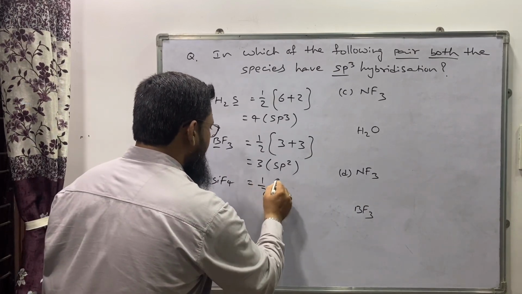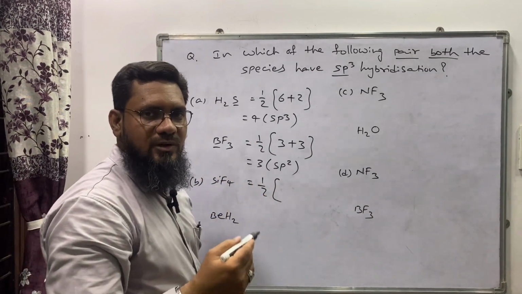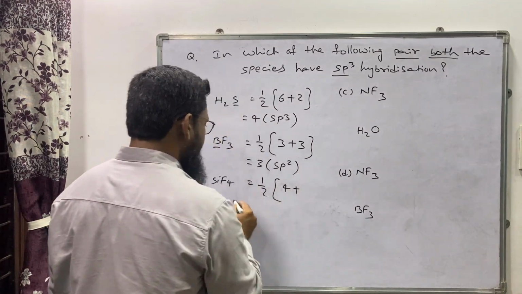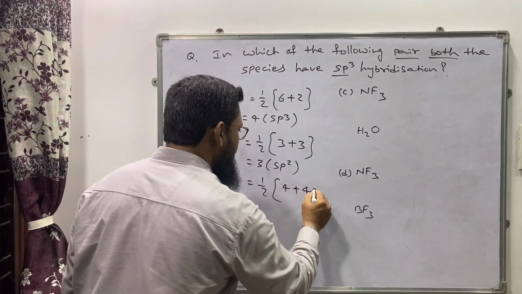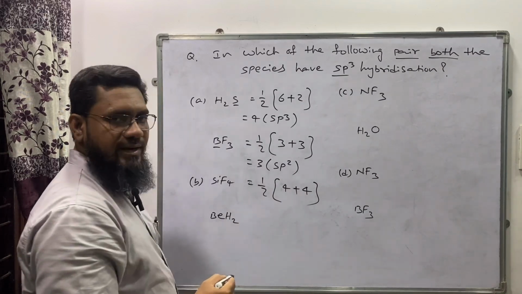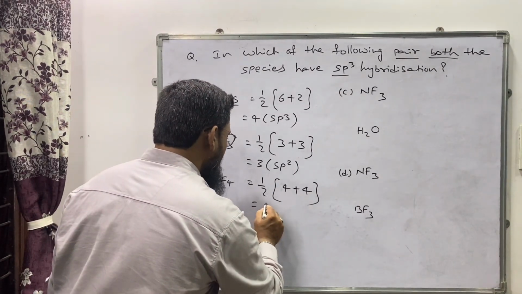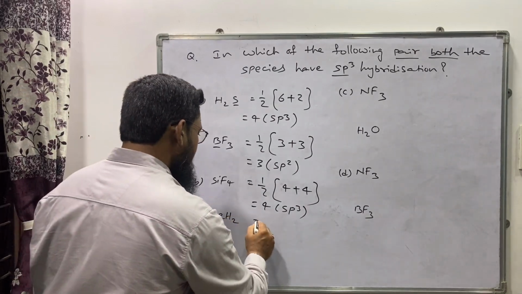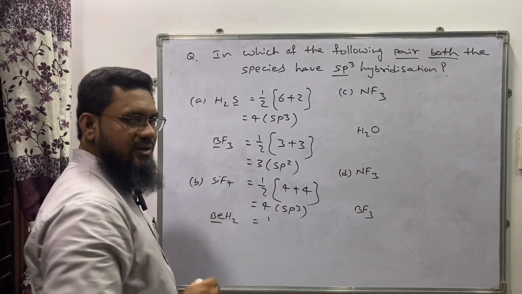So it is half of, you know, silicon. Silicon belongs to the carbon group. So it is having 4 valence electrons. V plus X. Number of monovalent atoms are 4. So here 4 plus 4, 8. 8 by 2 means 4. 4 means sp3 hybridization. Now here beryllium hybridization we need to find.